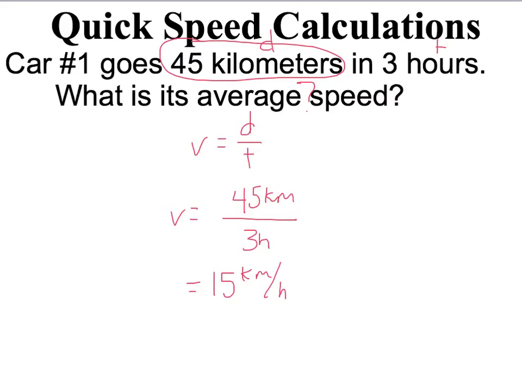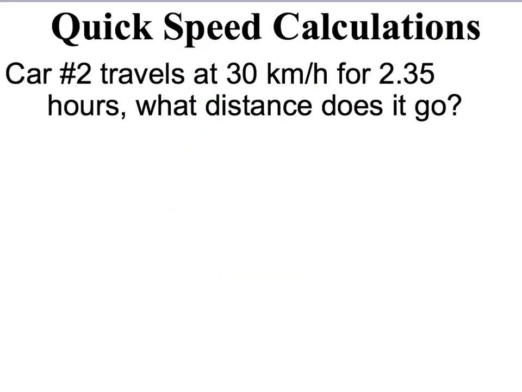Let's try another one. Now I'm working through these problems pretty fast, so if it's going too fast, feel free to pause it or slow down. This one says, car 2 travels at 30 kilometers per hour, and that's a speed, for 2.35 hours, and that's a time. What distance does it go? So we don't know d. Let's write our formula down.